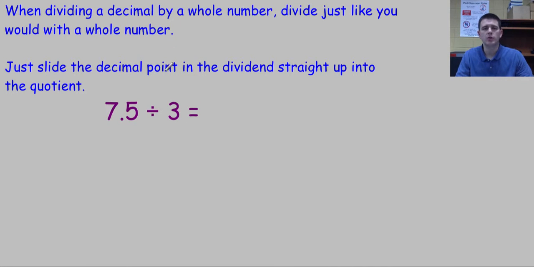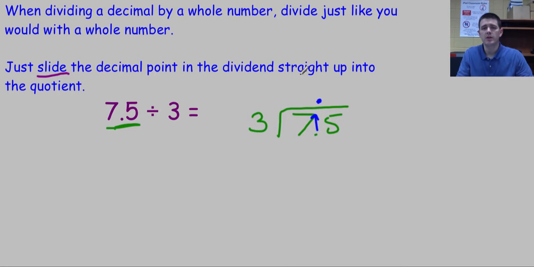So here's our two rules. When dividing a decimal by a whole number, divide just like you would with a regular whole number. All we're going to do is slide the decimal point in the dividend straight up into our quotient. So here's what that means. First number is what goes on the inside, 7.5, and it's going to be divided by 3. So the first thing we do when we're ready to do the problem, just slide that decimal point up into our answer. It just slides straight up, and then we just divide.